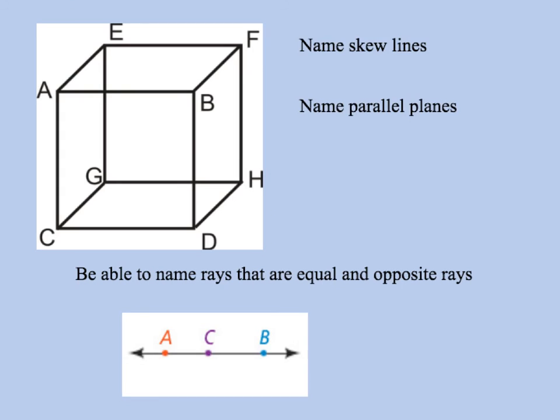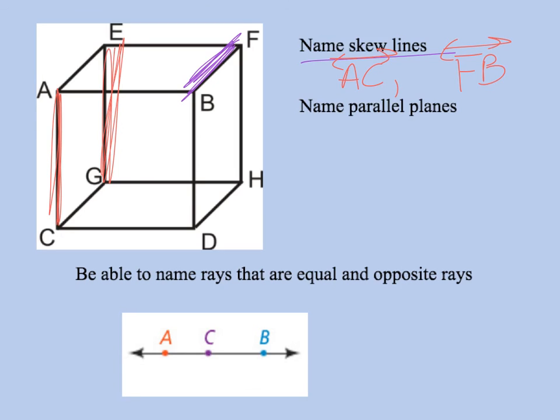Okay, also be able to name skew lines. So FB is skew with AC, EG. They're on different planes and they'll never intersect. So I'm going to name it as a line. Make sure you put a line symbol above it. And FB. These two are skew together.